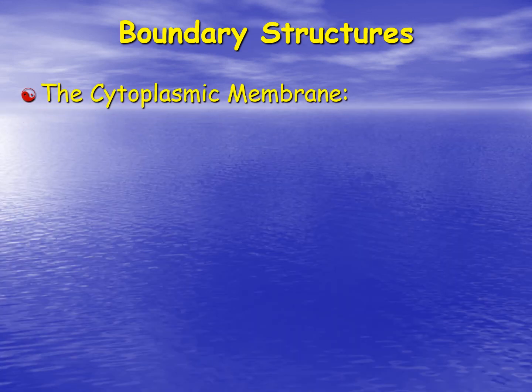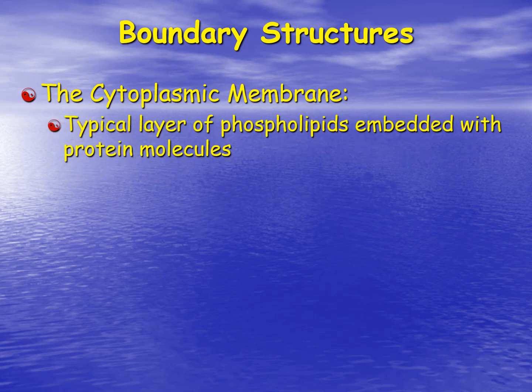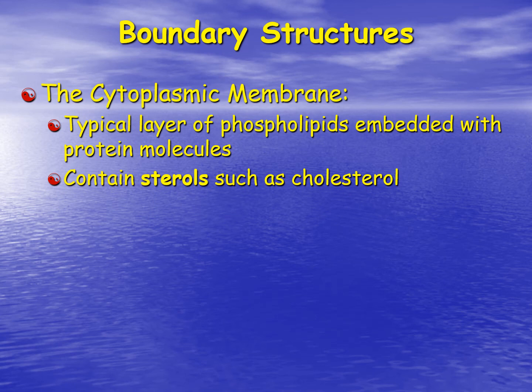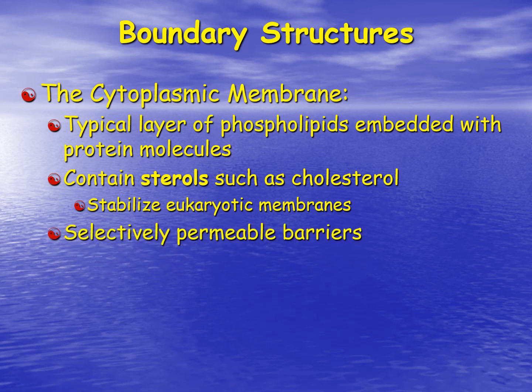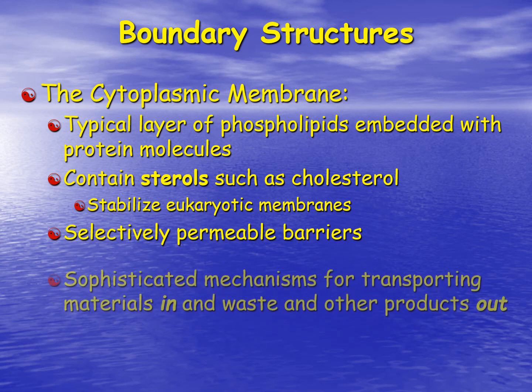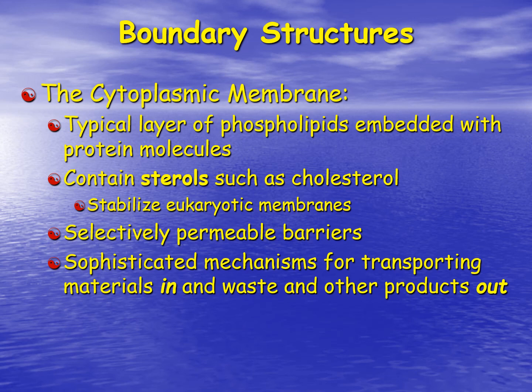The cytoplasmic membrane is again that typical layer of phospholipids embedded with protein molecules, but in eukaryotic cells we have many sterols, such as cholesterol, that kind of holds together the phospholipid bilayer. This will stabilize the membrane. This membrane is highly selectively permeable and has sophisticated mechanisms for transporting materials in and waste and other products.